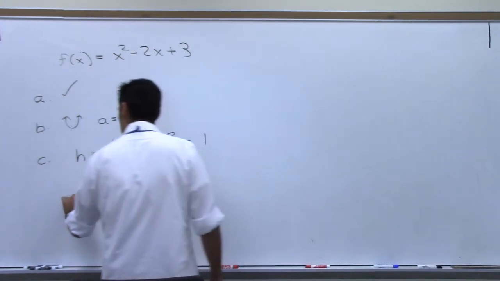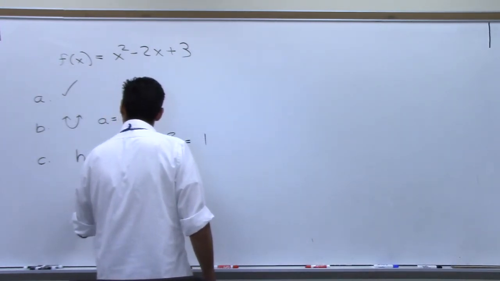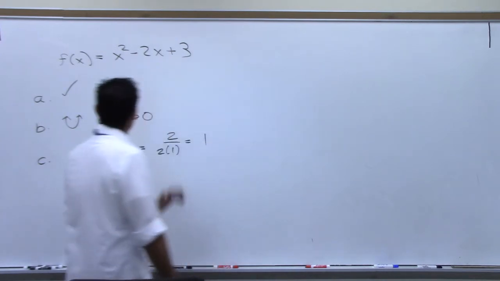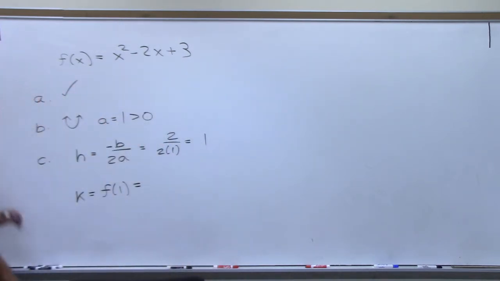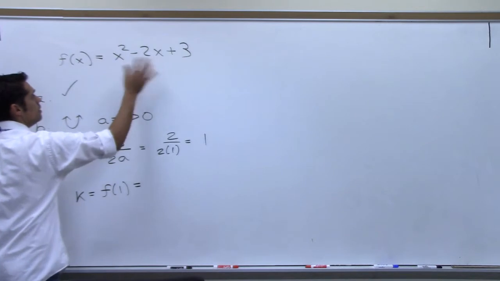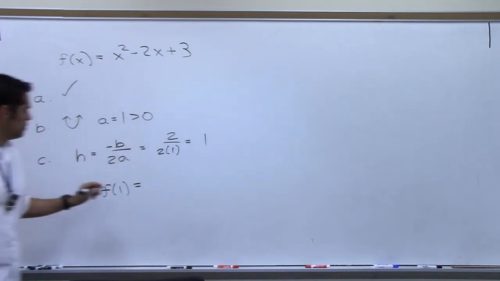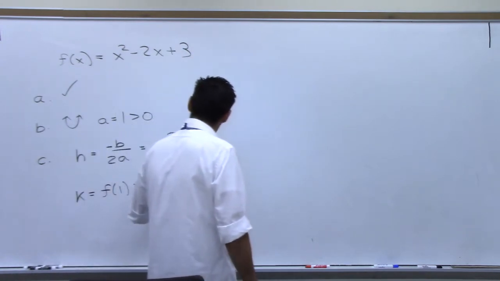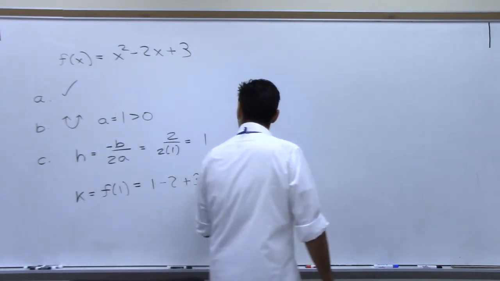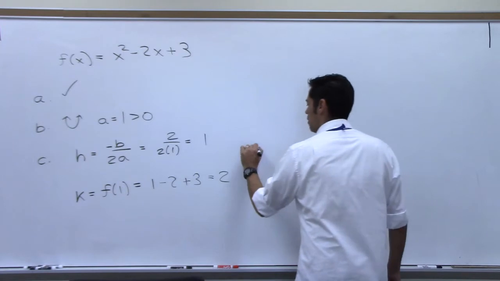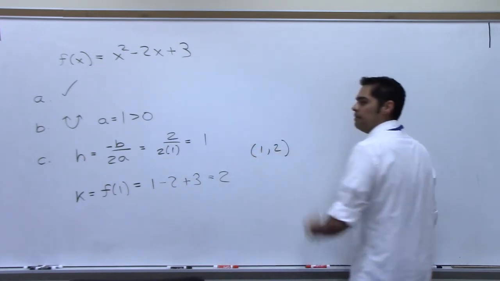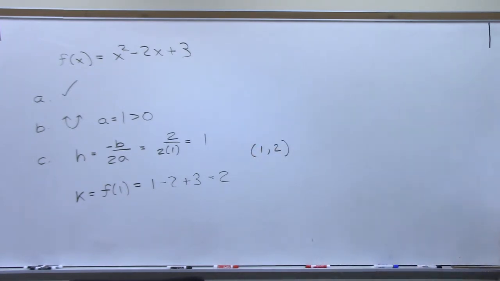Plug that into the original function. So k is going to be f of 1. Can you plug 1 into this, please? Tell me what you get. You get 2. It should be 1 minus 2 plus 3, which is 2. So you have a vertex, it's the point (1, 2), isn't it? Is that okay?